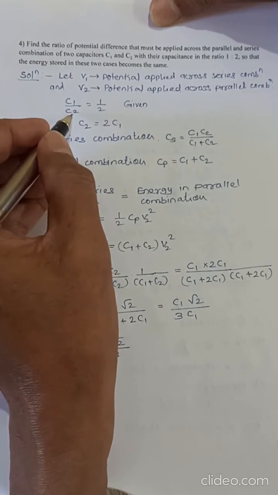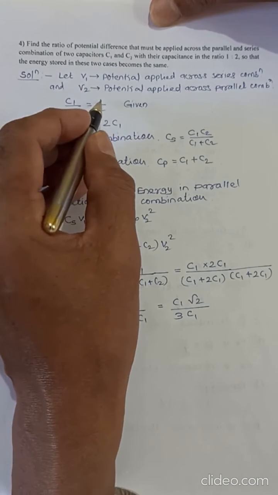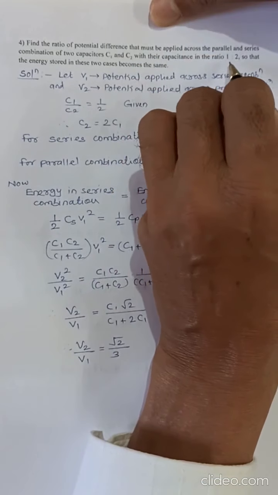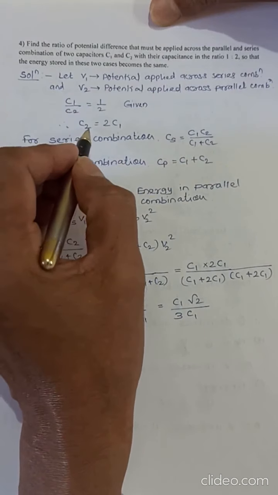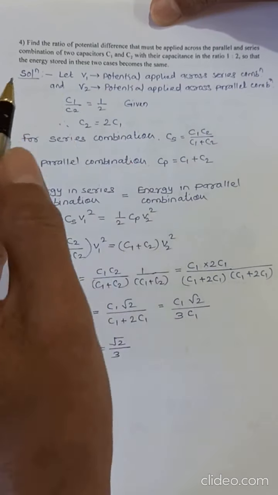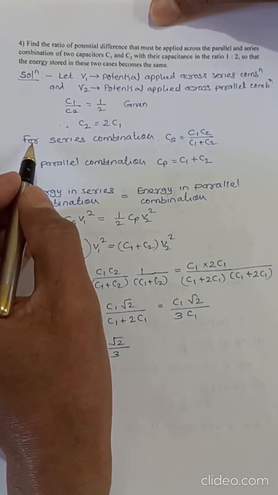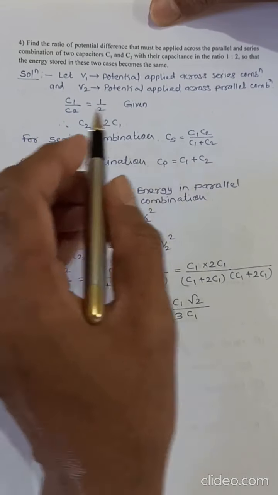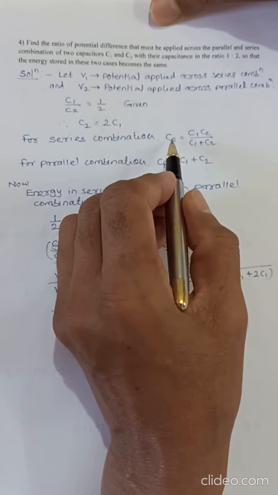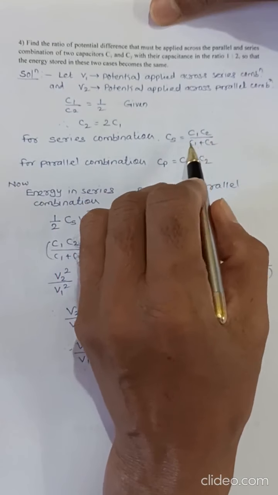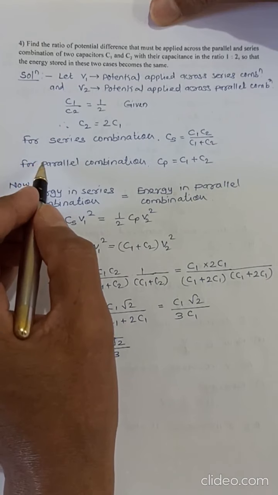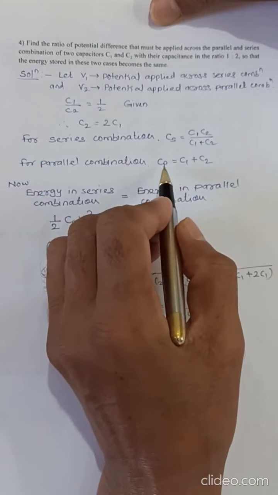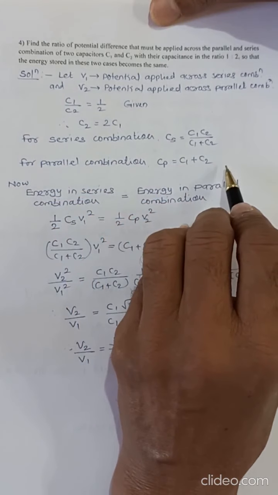So C1 upon C2 is equal to 1 upon 2, given. This is the given quantity, and therefore C2 is equal to twice C1. If the two capacitors are connected in series, then the equivalent series capacitance CS is equal to C1 C2 upon C1 plus C2. And if the same capacitors are connected in parallel, then CP is equal to C1 plus C2.